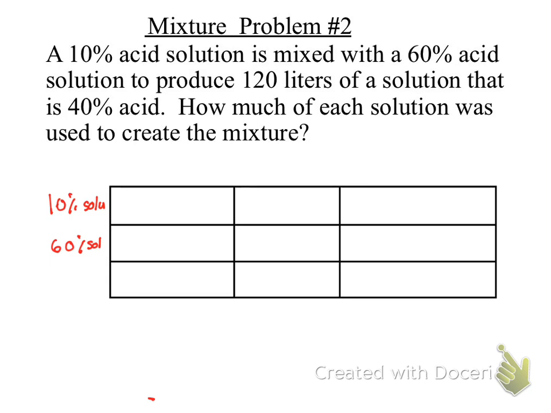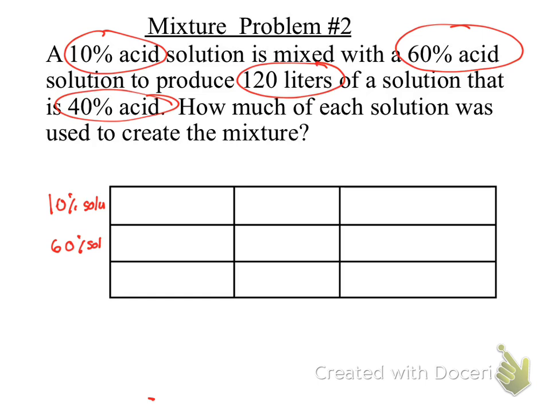Is 10% acid weak or strong? Weak. And 60%? Strong. And so we want to get like a medium one. At what percent? What do we want our mix to be? Look at it. Don't guess. 40%. So it says a 10% acid is mixed with a 60% acid to produce 120 liters of a solution that's 40% acid. Where does the 40%? That is our mix. Okay?